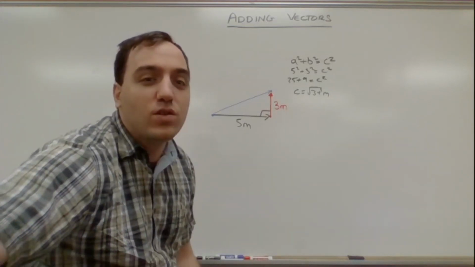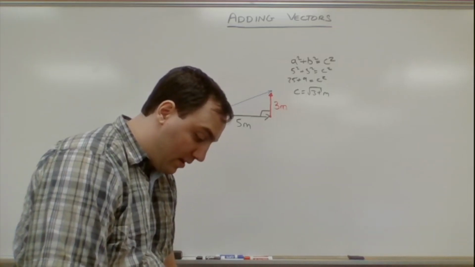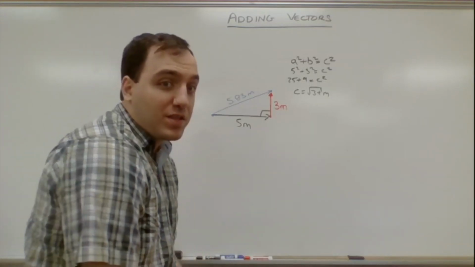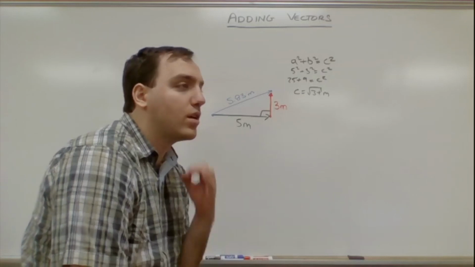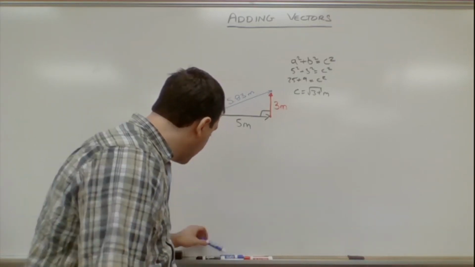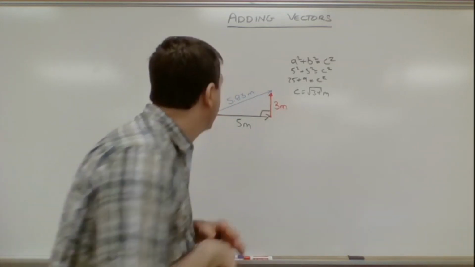That's not useful. That's not practical. That doesn't tell me anything. So what I want to do is put that in my calculator and get 5.83 meters. And now we run into our second problem. Because this is a vector, we need a direction. How do we define this direction? Well, typically the way we'll handle this is we'll put it on a coordinate grid.